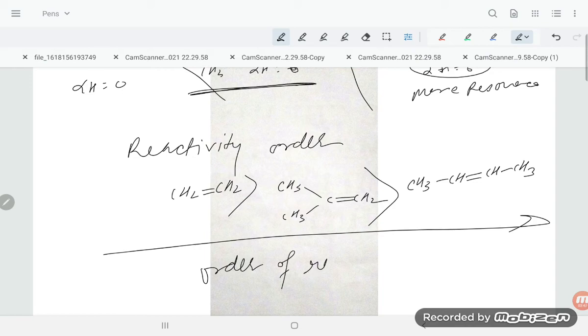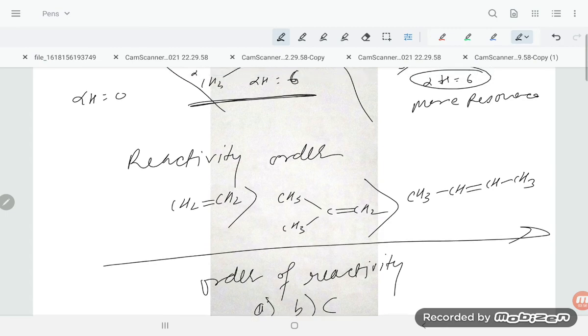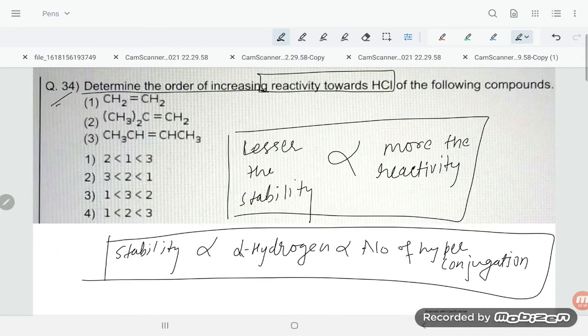Dear students, if it is the order of reactivity, it is A, then B, and then C. So A, B, C, which is the correct answer? Option number second is the correct answer, students.